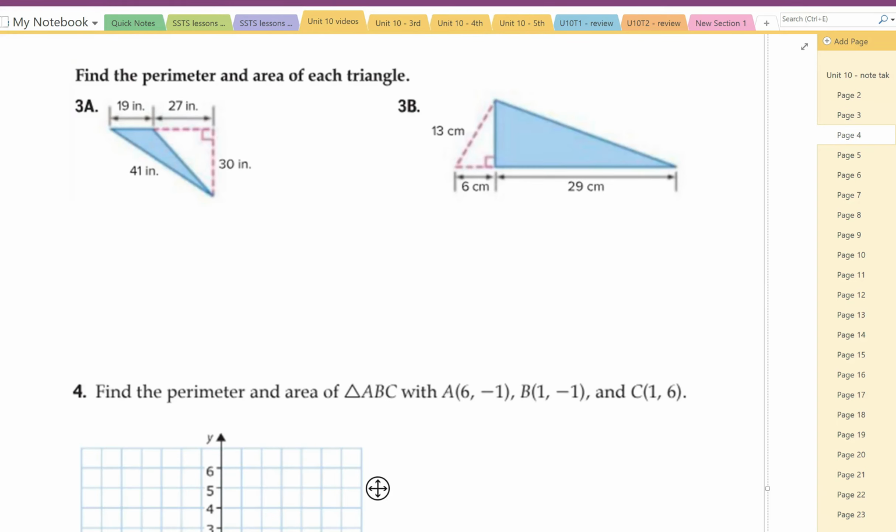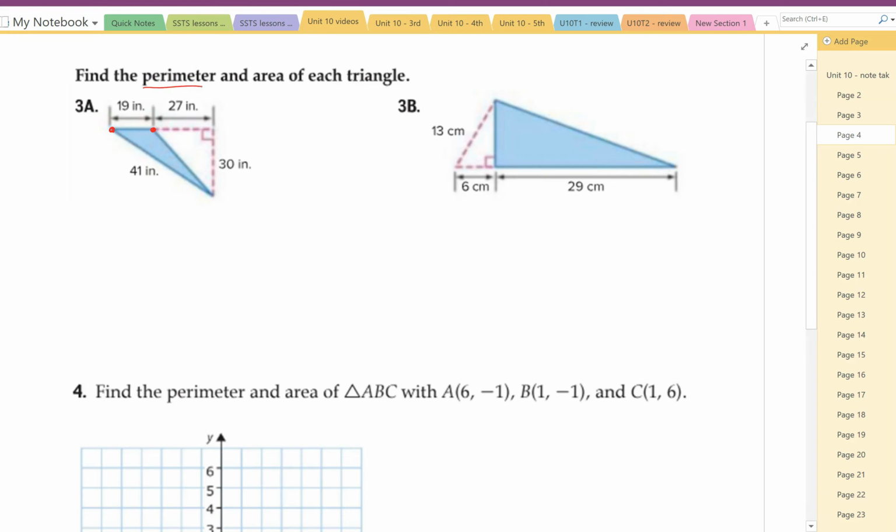Let's do a couple of examples. On 3A, I have this triangle right here in blue. We're not actually including this part right here. This is just to give us a sense of what the height of this triangle is. This triangle's been flipped over, so this one right here is going to be my base. Whatever side is flat, basically, is my base.